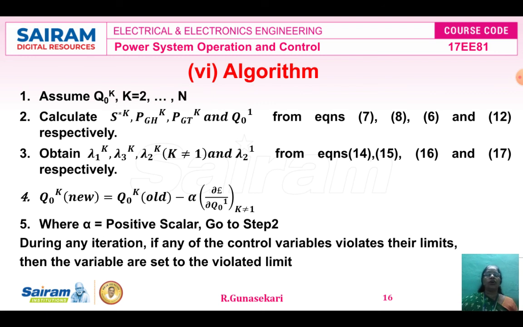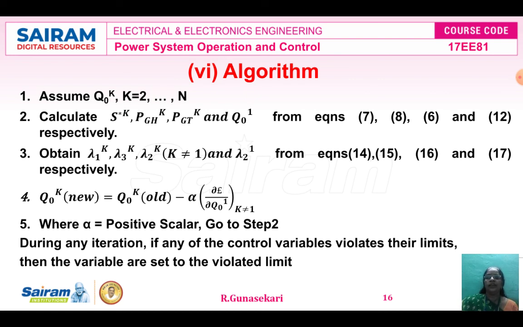Already we saw all the equations. From the equations you have to write down the steps for the algorithm of the discrete time interval method. Then q0k, the new value, equals q0k old value minus alpha into ∂L/∂q0k, but at k not equal to 1, where alpha is called a positive scalar. So with alpha as a positive scalar, we go to step 2, which means calculate s*k, PGHk, PGTk, q01.